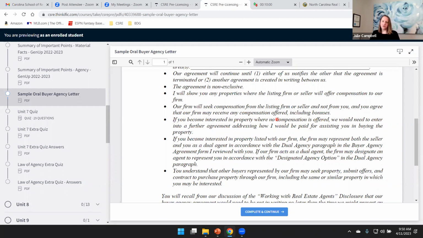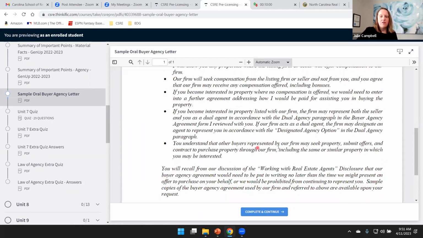If you become interested in a property, then we need to further address our agreement on how I would be paid for assisting you. If we become interested in a property with dual agency and designated dual agency, it touches on that. You understand other buyers represented by our firm may seek the same property, submit offers, etc. That's covered in our buyer's agency agreement as well.